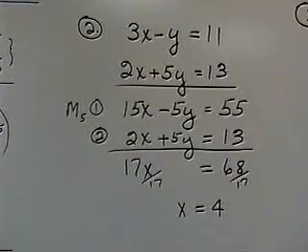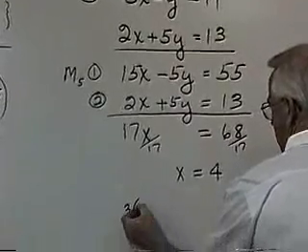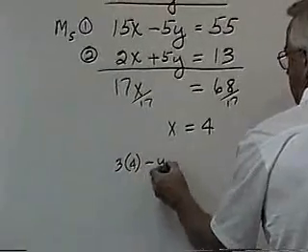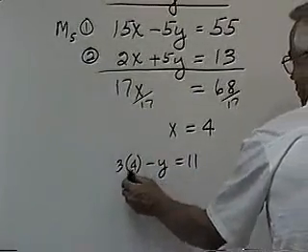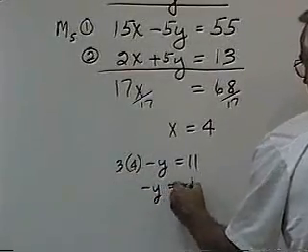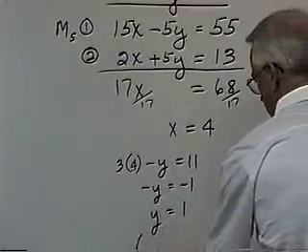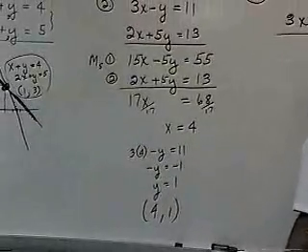Now how do we find y? Well, we take the first equation. You can use the second one, but just take the first equation, put the 4 where the x is, and go solve that. So this is 12. Move the 12 across. You get minus y is equal to minus 1. Therefore, y is equal to 1. Therefore, the solution set is x is equal to 4, y is equal to 1.